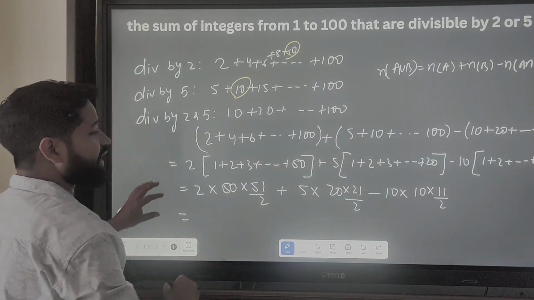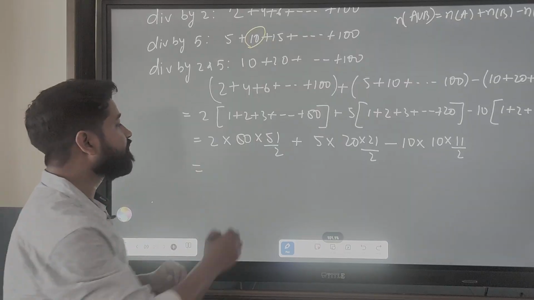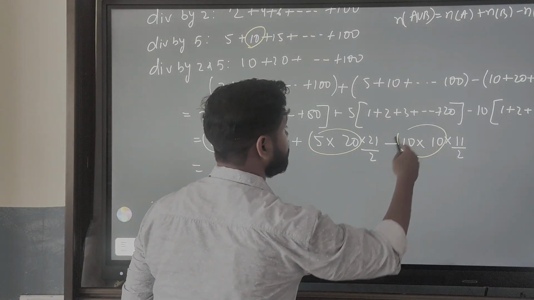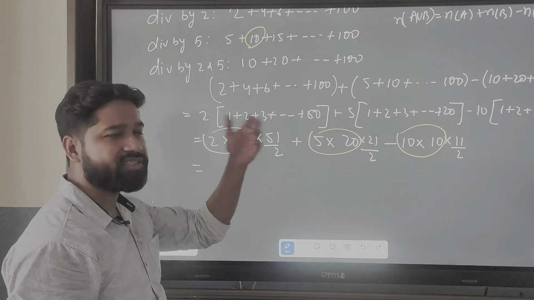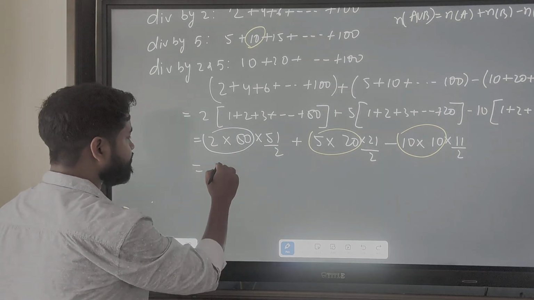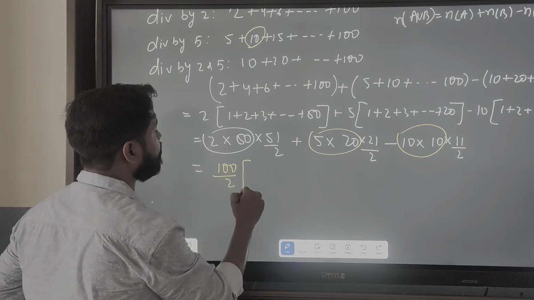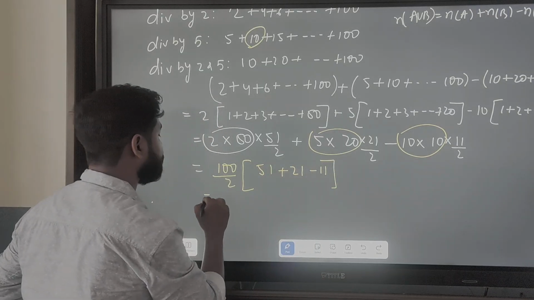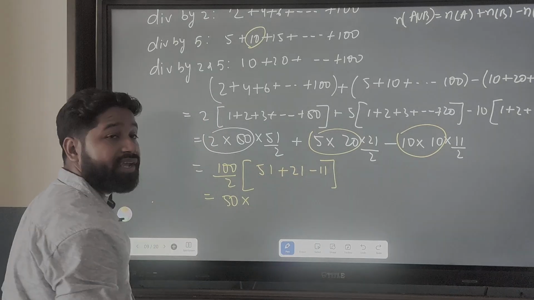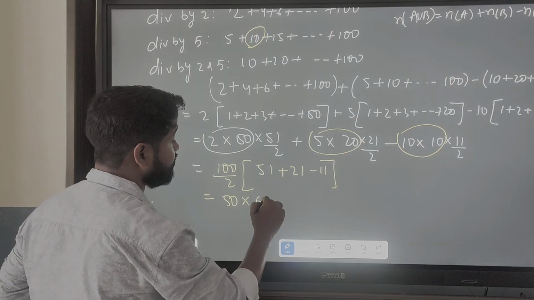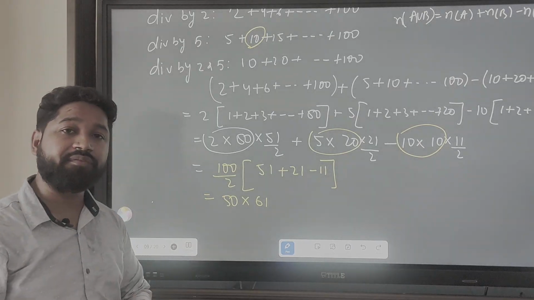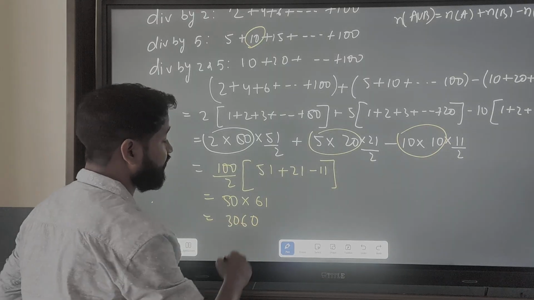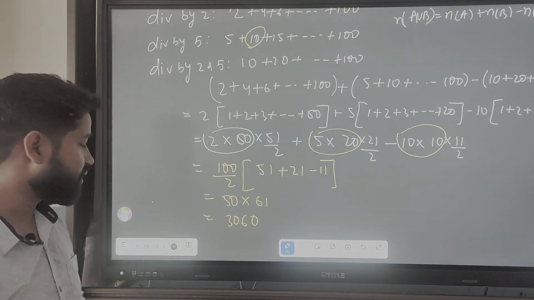If you will see here, we can take something common, right? Here what do we have? So that's 2 into this, 100. That's 100. This is 100. Okay, some of the students think that's 50. Yes, that's fine. We'll take 100 upon 2 common. What will remain, sir? 51 plus 21 minus 11. So what it will be? 50 into, yes, that's fine, 61. That will be what? 50 into 61. That is 6, 5, 6, so that will be 3060. You're getting that, students? Okay.